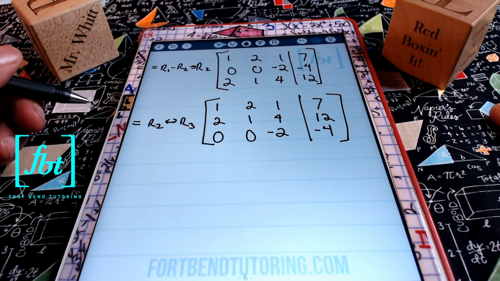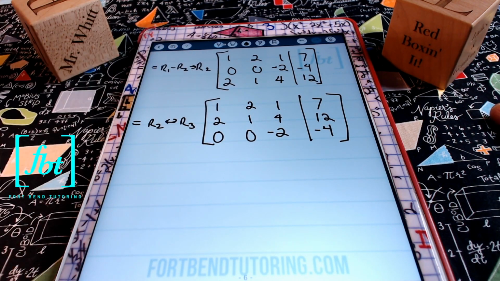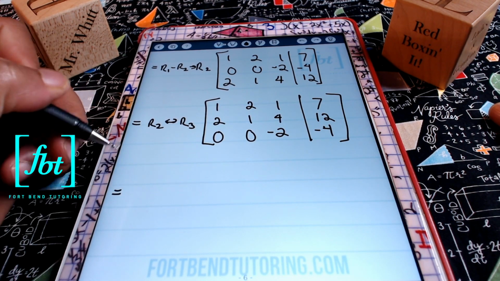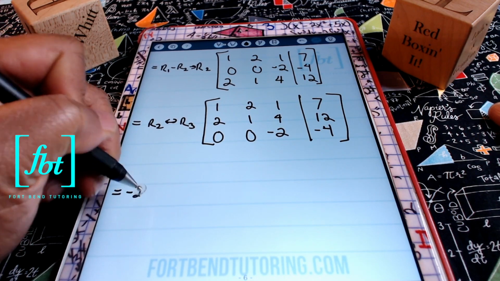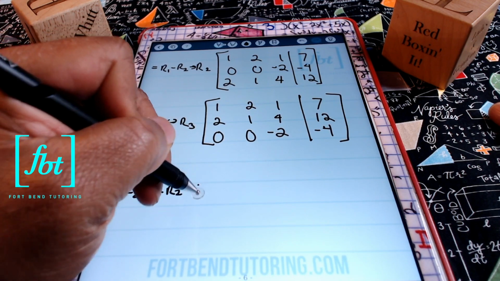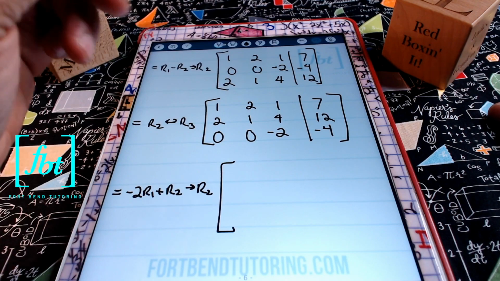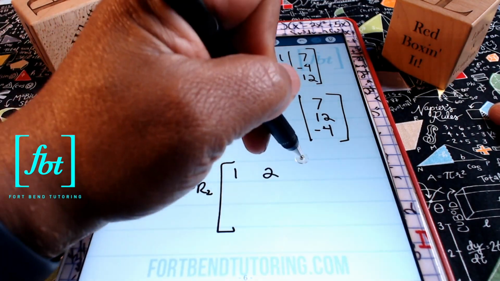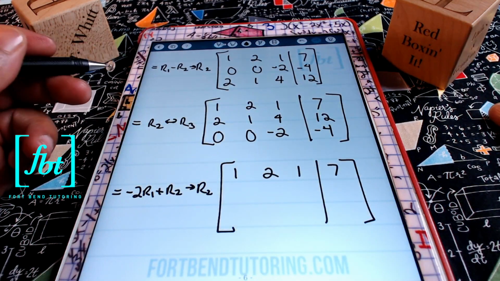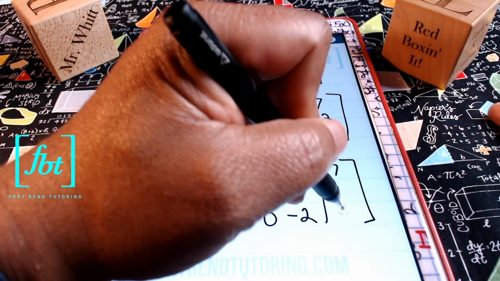So the next thing I'll be doing is I'll be creating a 0 right here for that first element in the second row. And the way I'm going to do that is I'm going to use the following row operation. I'm going to have -2 times row 1 plus row 2 and then put that result in row 2. So that means that we now have row 1 remaining the same again, 1, 2, 1, and 7 here, guys. And then the third row will stay the same, 0, 0, -2, -4.